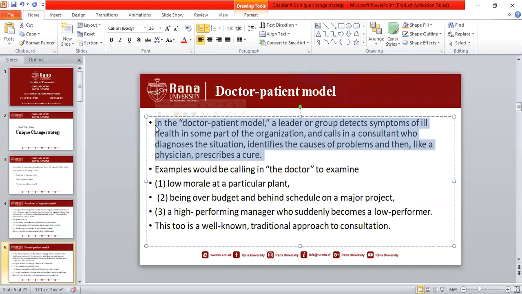As we discussed, first is the purchase of expertise model, where a leader and a group of members are already aware of the problem, but they don't know the solution. For bringing a solution, they call an OD expert and negotiate about the problem, where the OD expert comes up with a solution for all those problems the leaders explained.